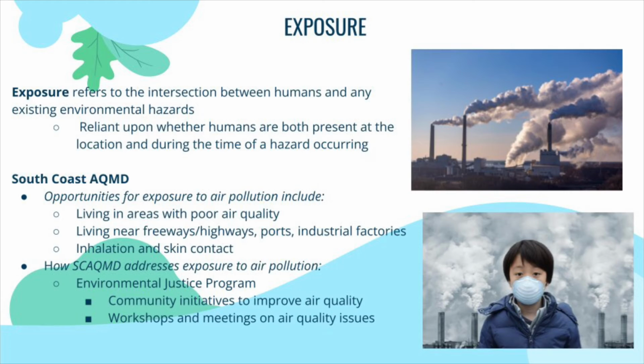Following state, we have the exposure component. Exposure refers to the intersection between humans and any existing environmental hazards. In the case of air pollution, opportunities for exposure may include things like living in areas with poor air quality, so for instance, in cities or near highways and freeways or near ports or even near industrial factories. Exposure to air pollution also occurs either through inhalation or skin contact.